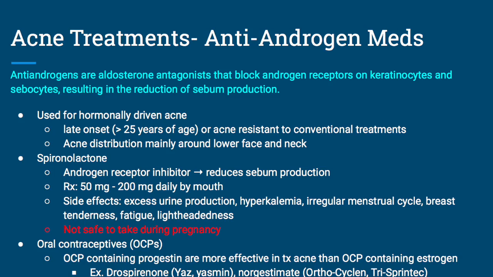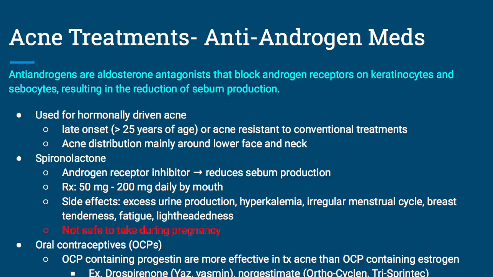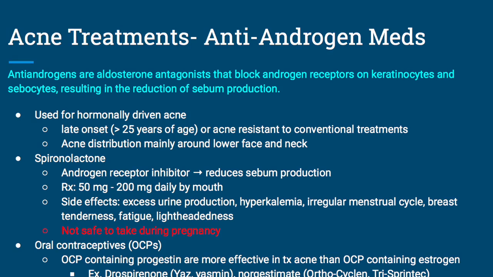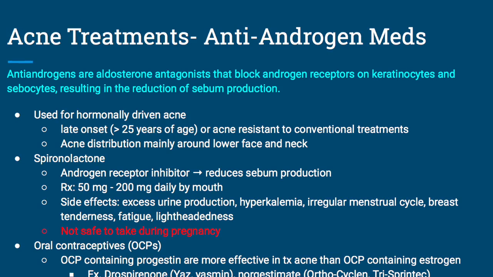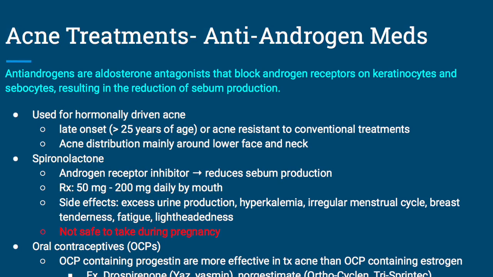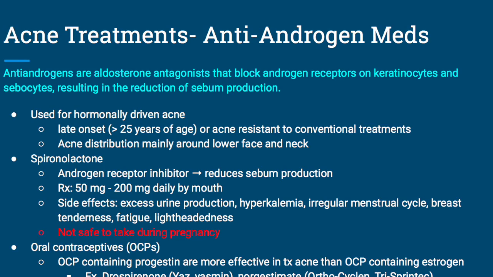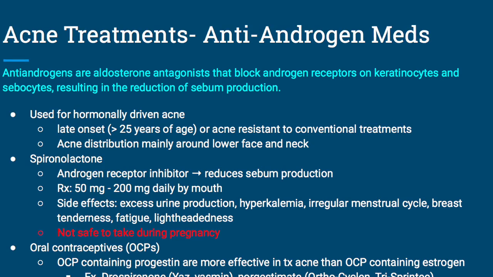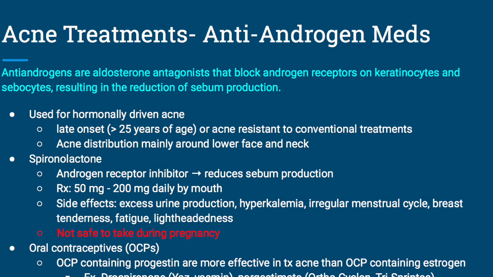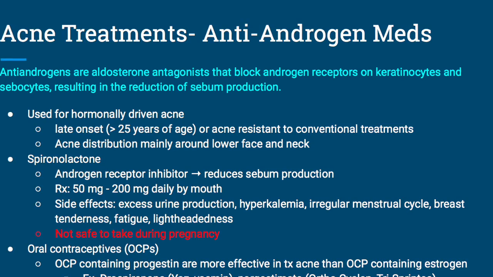Such an example is spironolactone. It is an androgen receptor inhibitor. It reduces sebum production. Side effects include excess urine production, hyperkalemia, irregular menstrual cycle, so you will see some irregular spotting, breast tenderness, fatigue, and lightheadedness. Labs are always checked to make sure that potassium levels are normal during the course of treatment.